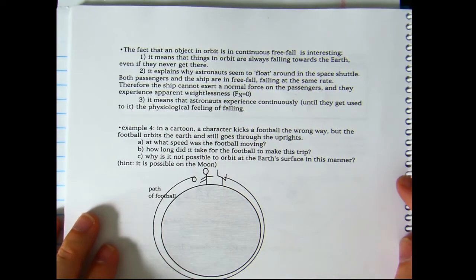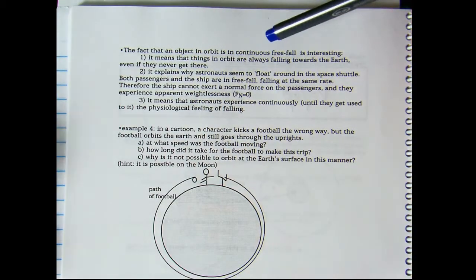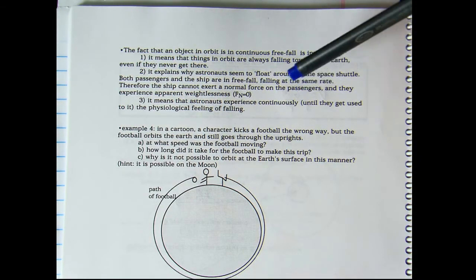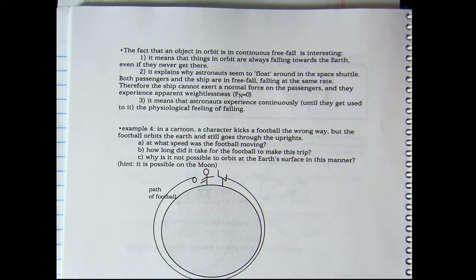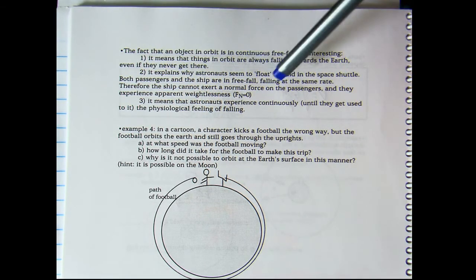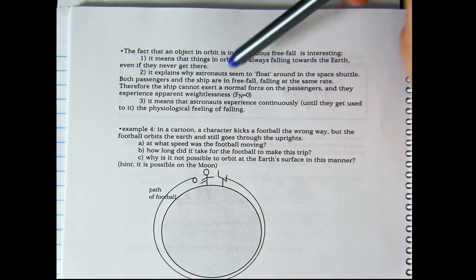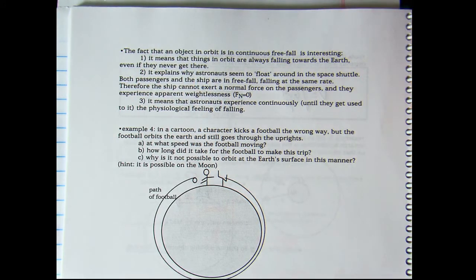So the fact that an object in orbit is in continuous free fall is interesting, whether you find it that way or not. It means that things in orbit are always falling towards the Earth, even if they never get there. It explains why astronauts seem to float around in the International Space Station, because the passengers and the station are in free fall together at the same rate.